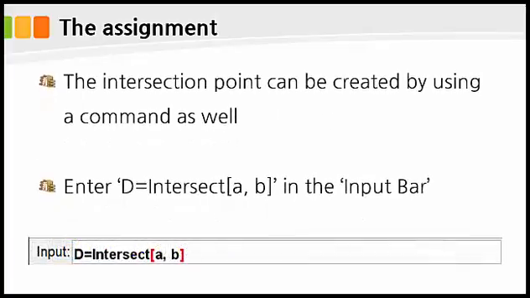The intersection point can be created by using a command as well. Enter D equals intersect A, B in the input bar and hit enter. Then, you can see the place that will create the intersection point D.